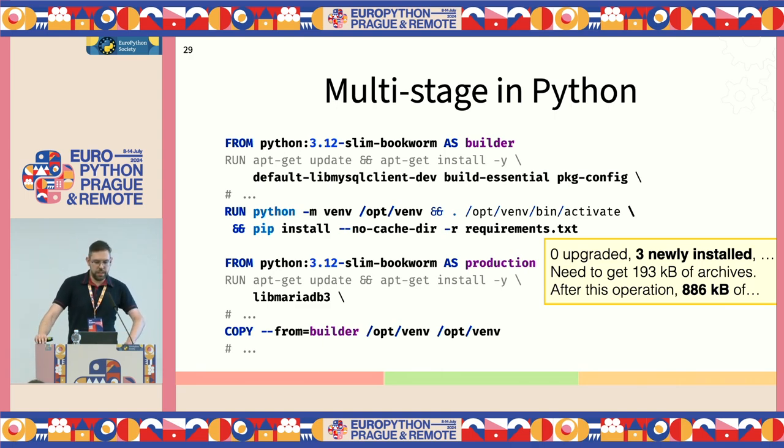All right, back to the example with MySQL client. Let's optimize the build using multi-stage builds. The build is divided into two stages. The first stage, the builder, installs all build dependencies, creates a virtual environment, and installs the packages. The second stage, called production, installs only the MariaDB library. This is much better, only 3 new packages and less than 1 megabyte. That's actually what's required at runtime. The virtual environment is then copied to the production stage.